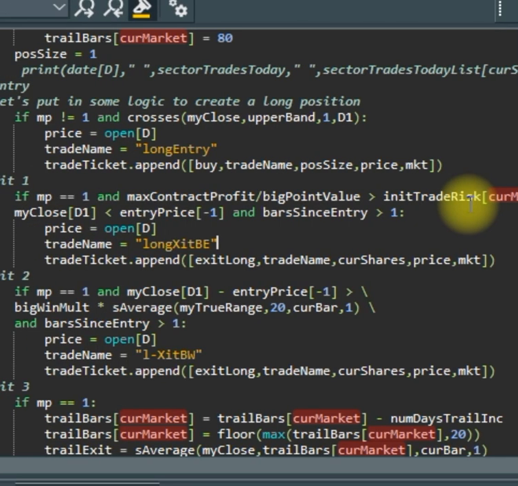I've had a nice profit. The market's come all the way back down. I mean, I'm long and my close of yesterday is less than my entry price, and I've been in the trade more than 1 day. I'm going to get out on a long exit break even.